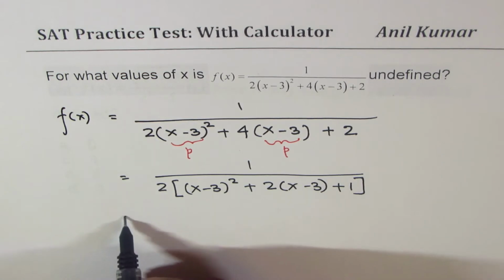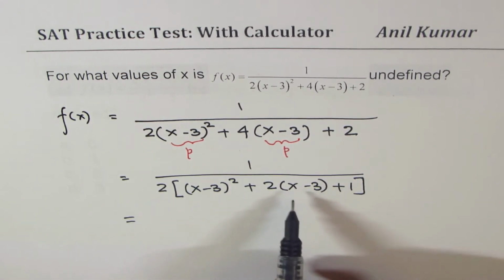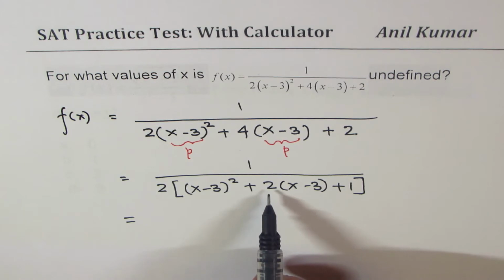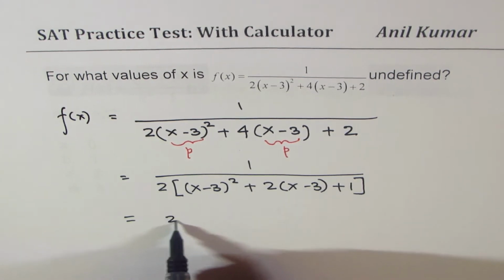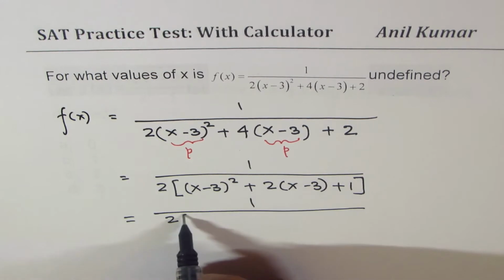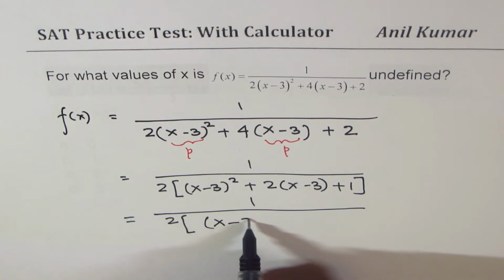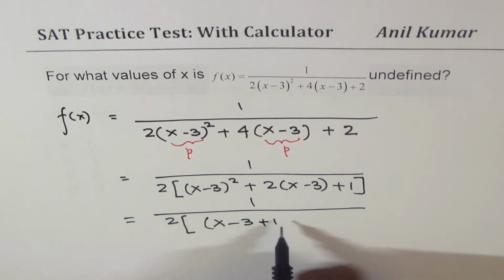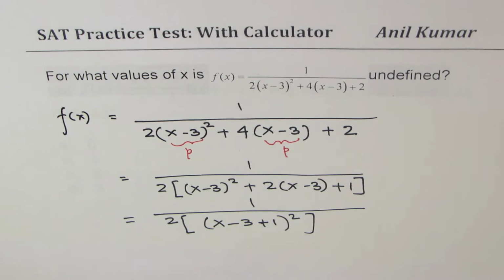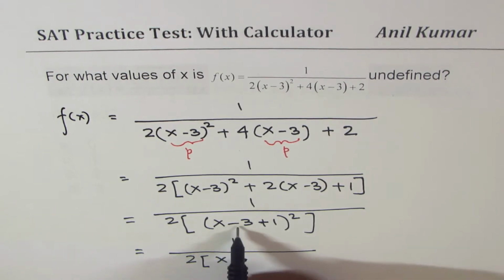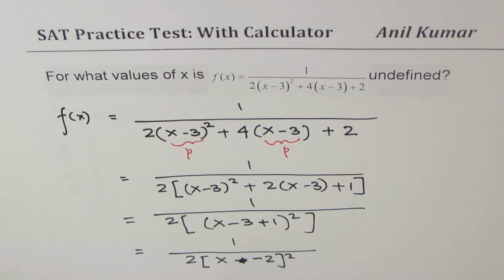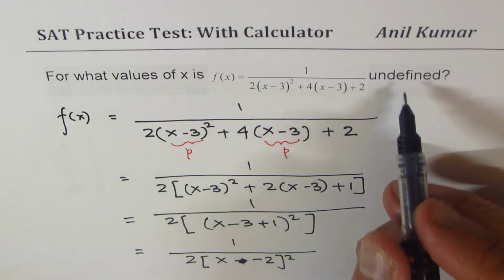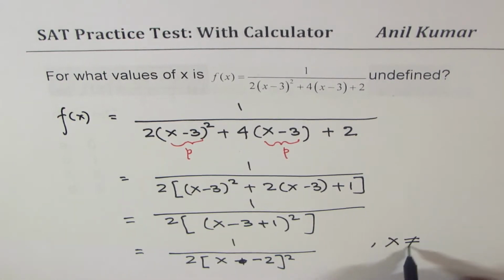We can actually factor using product and sum. We need a product of 1 and a sum of 2, so 1 and 1, right? So we could write this, in the denominator, of course, as (x minus 3 plus 1) whole squared. And this you can simplify and write as (x minus 2) whole squared. And therefore, the restriction will be that x is not equal to 2.